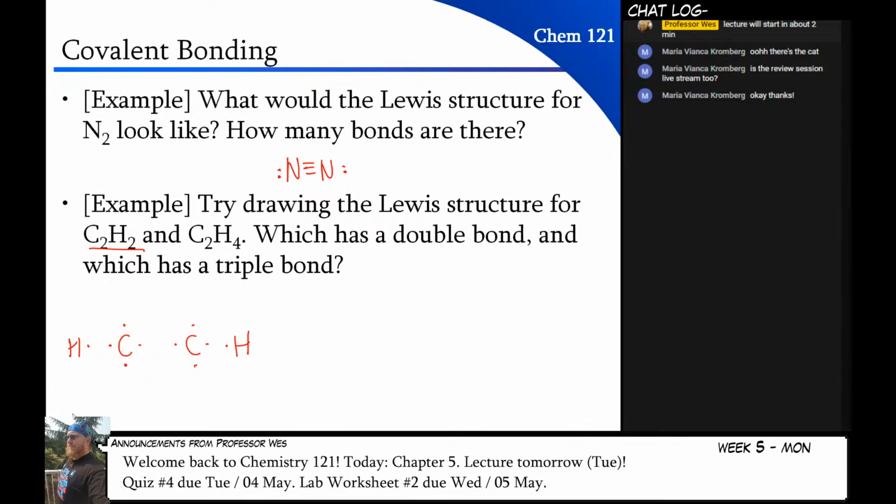All right, so we're going to make these bonds over here. And then what else can I do? Well, I got to pair all the electrons together, right? So I'll share these and these and these.